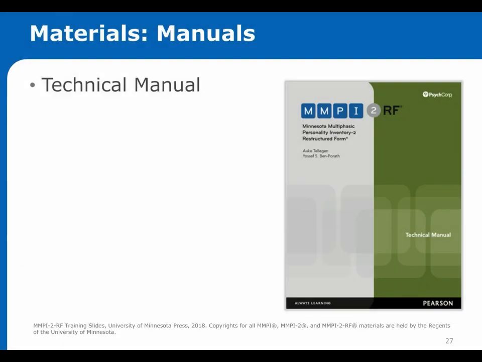The second document available to guide use of the restructured form is the technical manual. Broadly, the technical manual has information about why and how the restructured form was developed, as well as extensive psychometric data including information regarding the reliability, standard errors, and validity of scale scores in various settings.